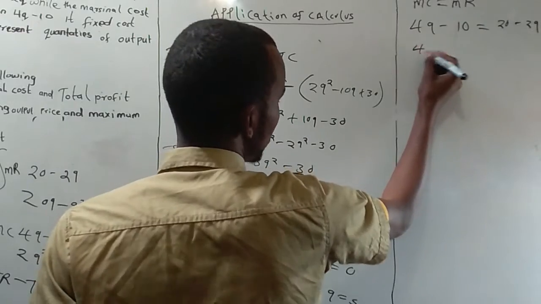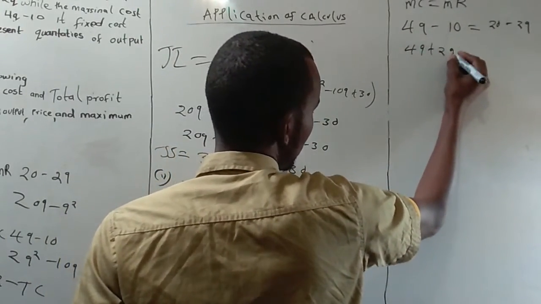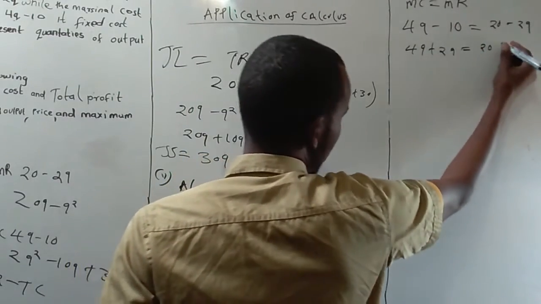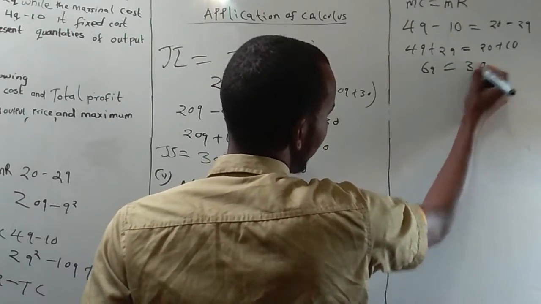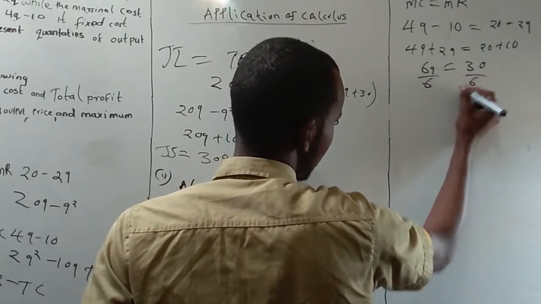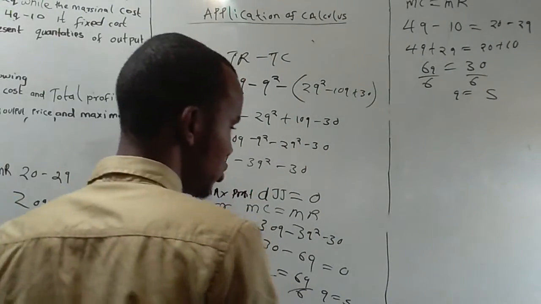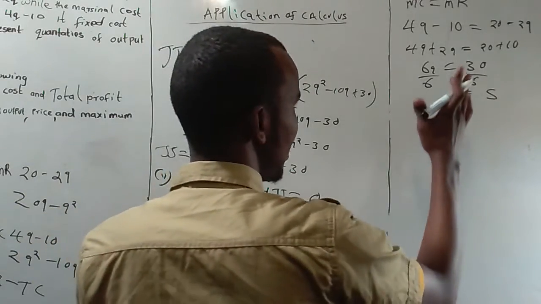So we'll have 4q minus 2q. If the 2q comes to this side, it will be plus. Q is equal to 20 minus 10. If it crosses, it becomes plus 10. So we'll have 6q is equal to 30. We divide by 6. Q is equal to 5, which is the same as the approach we used with the derivative of the profit. Now you can use whichever you want.